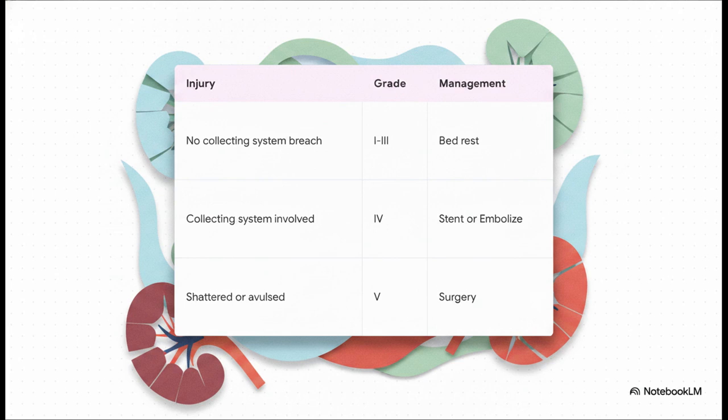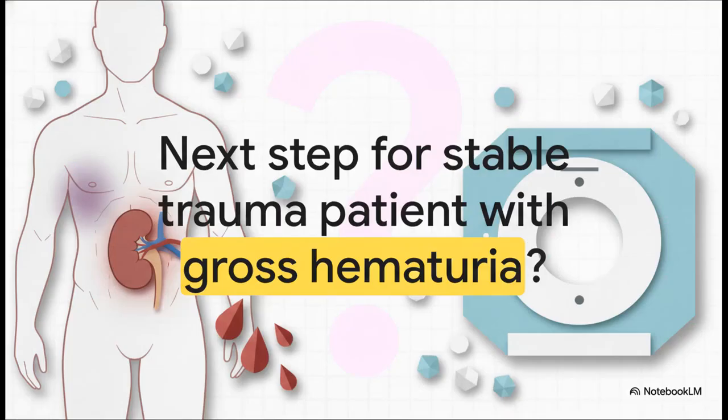Answer D. The AAST grading rules here are incredibly straightforward. Grades 1, 2, and 3 are all about hematomas and lacerations that do not breach the collecting system. But the absolute second a laceration cuts into that collecting system, causing urine or contrast to leak out, it instantly escalates to a grade 4, regardless of how deep the cut actually is. Grade 5? That's strictly reserved for the worst-case scenarios, a completely shattered kidney or a total avulsion of the main renal pedicle. Let's try one more trauma scenario.